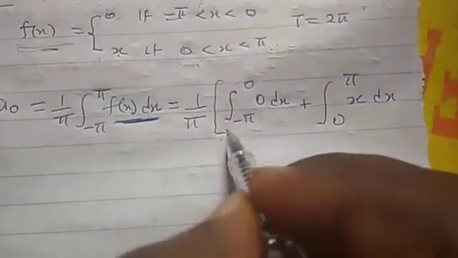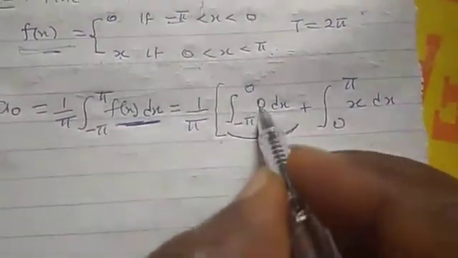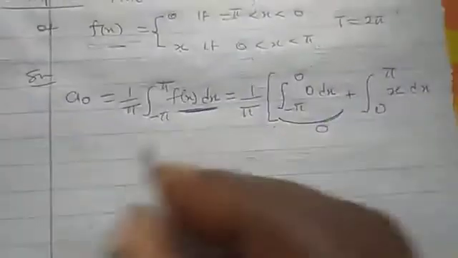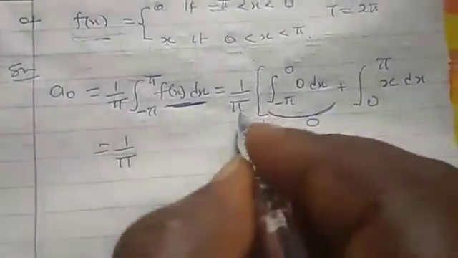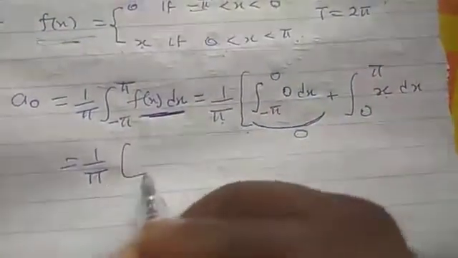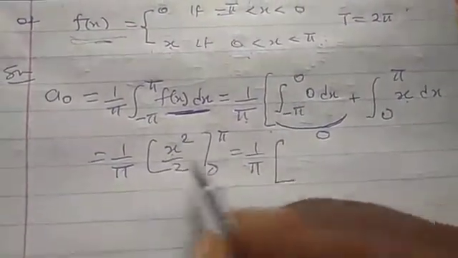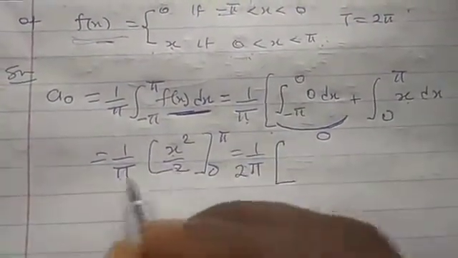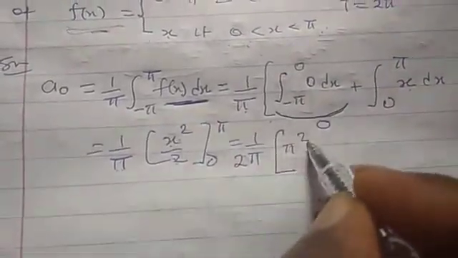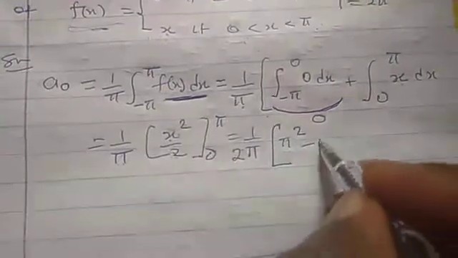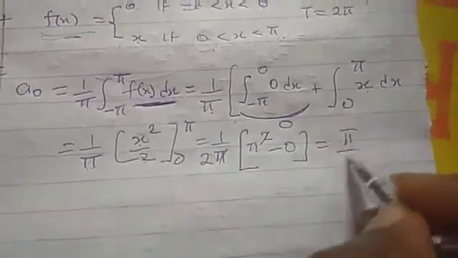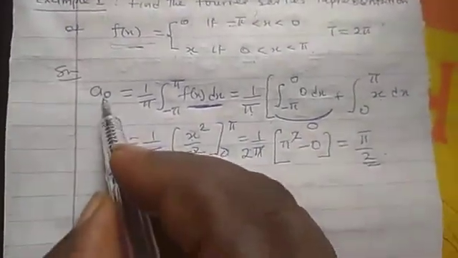So without much stress, definitely this place will be 0 because of this 0 here. 0 times whatever that is there is 0. What we have left is this 1 over pi, and we can integrate this one. If you integrate this x, you have x squared over 2, from 0 to pi. So this is 1 over pi into, let me bring the 2 out, 1 over 2 pi. This will now be pi squared minus, if you put x to be 0, that is 0. So pi cancels pi. What we have there is pi over 2. So we have now found our a naught.